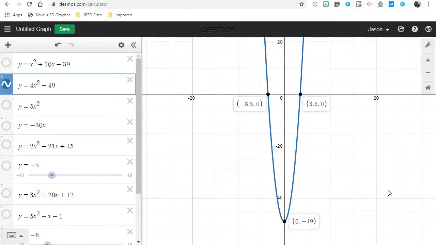Our solutions were 3.5 and -3.5, and then the distance that we're traveling is 3.5 when we look at the quadratic formula, and the vertex value was 0.